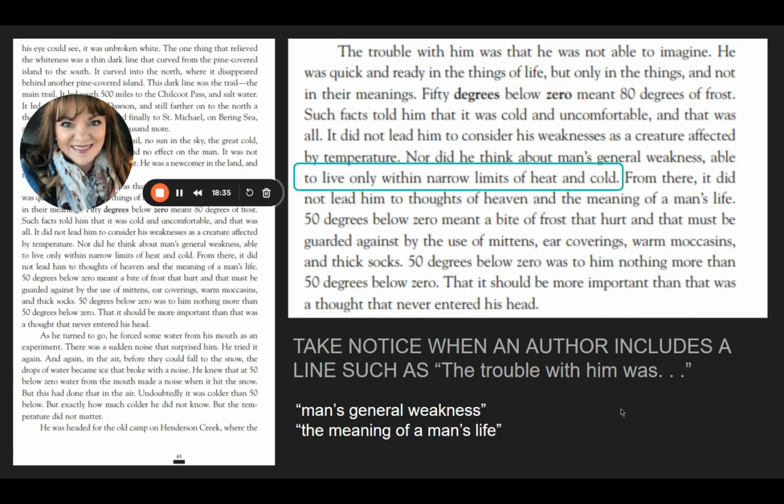Also, and I mentioned this as I was reading, you must take notice when an author includes a line that says, the trouble with him was, whoa, okay. The author is banging us over the head with, the trouble with this guy is... Also keep in mind man's general weakness and the meaning of a man's life, because those are things that the man in the story tends to turn a blind eye to.